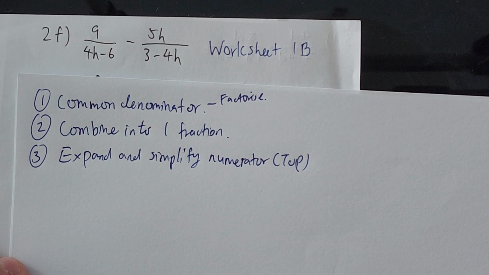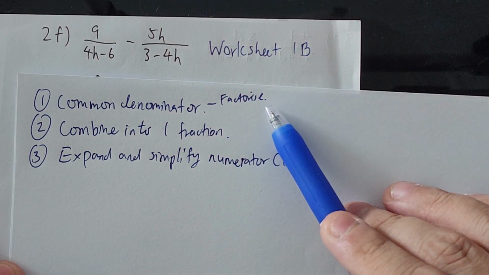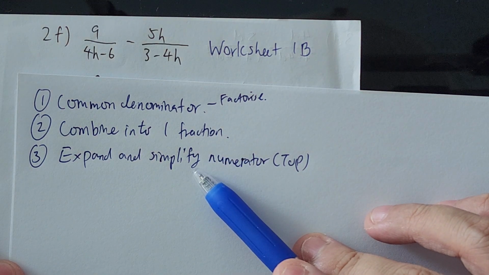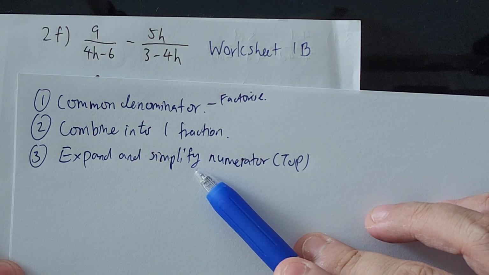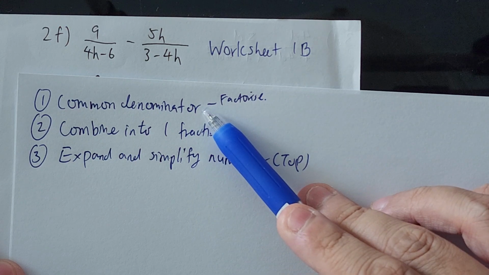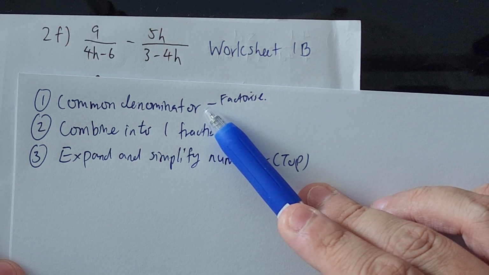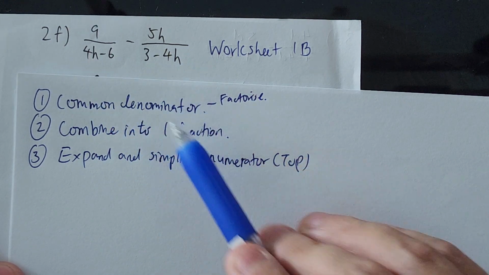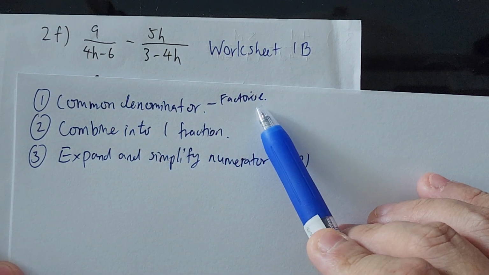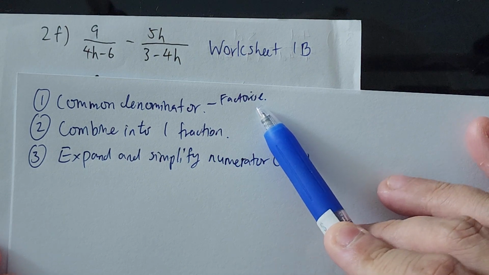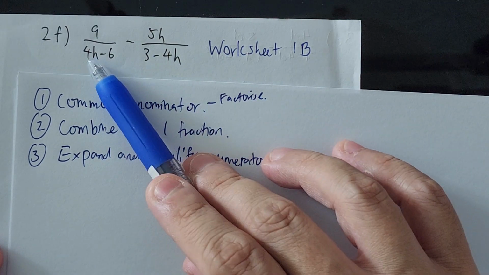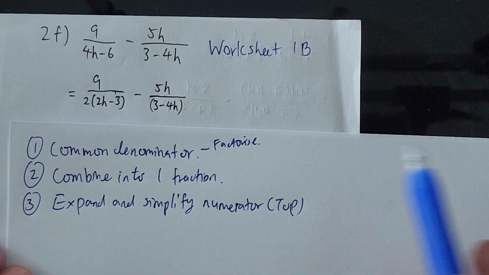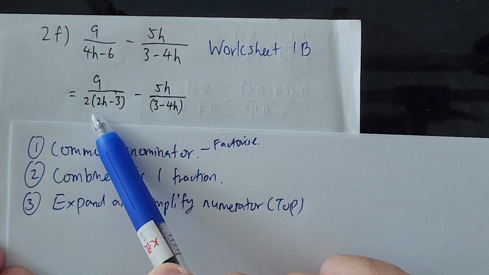Now, for the previous example, we went through that there are three different general steps, the method that we are going to use to solve it. So first one, common denominator. When we first look at the denominator, we must always ask ourselves, can I factorize it? Over here I can factorize the 4h minus 6, with a common factor of 2.